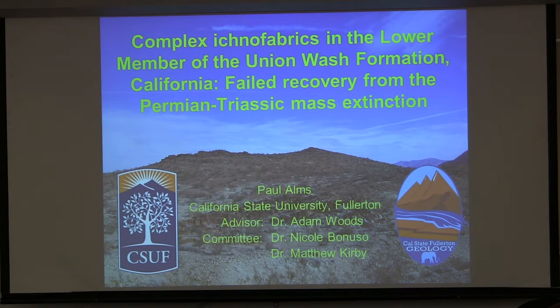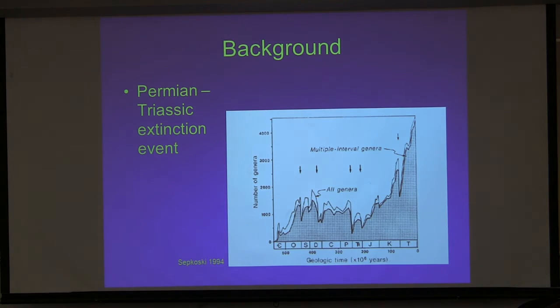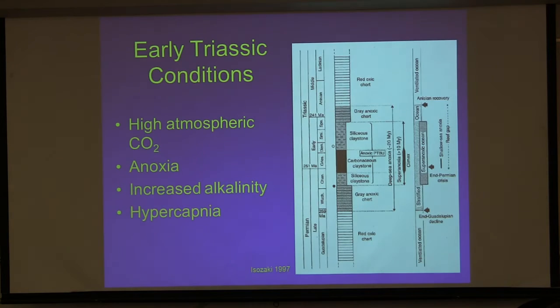Started working on it. So what was going on in the early Triassic? It was right after the Permian-Triassic extinction event, which was the largest extinction event in geologic history. Over 90% of genera went extinct at this time. The causes of the Permian-Triassic extinction are still under debate. The general consensus is it was a confluence of a whole bunch of different things that caused the extinction.